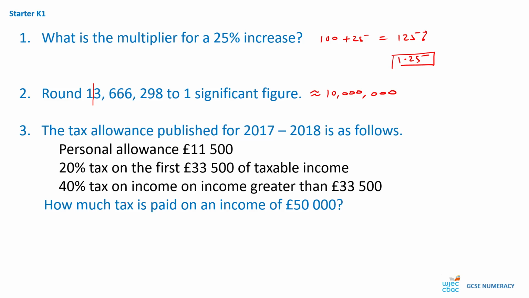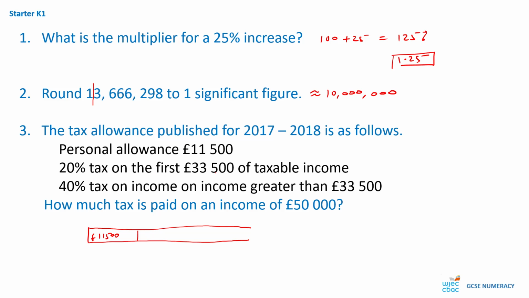Question 3, tax problem. Personal allowance 11,500, 20% of tax on the first 33,500 of taxable income, and then 40% where the income is greater than 33,500. What I like to do is draw a little bar graph and fit the numbers in. So the first 11,500 is tax-free, no tax on that.